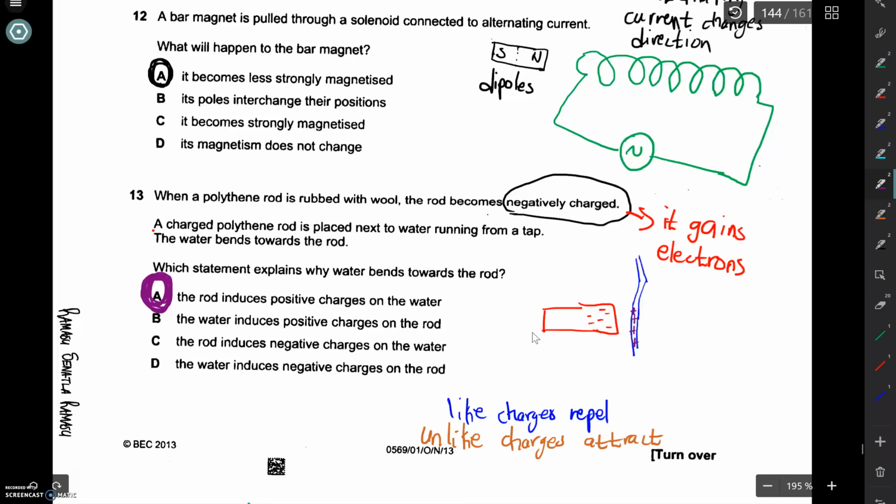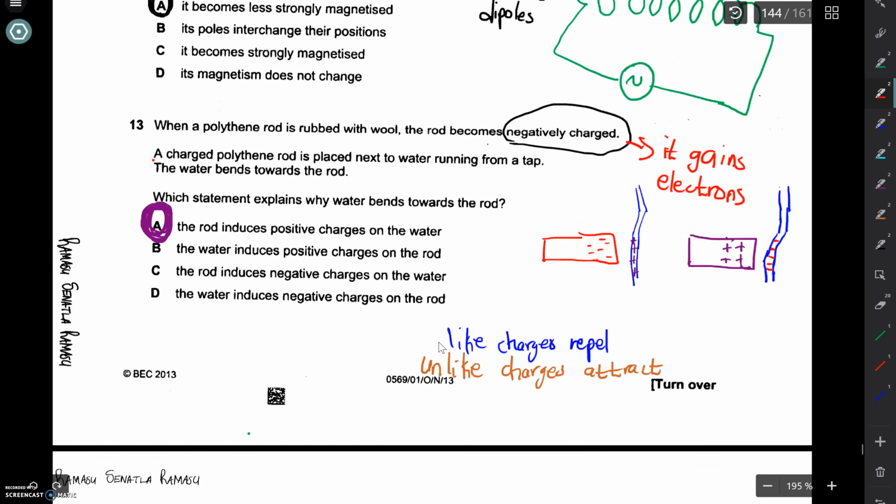If the rod was positively charged, the same thing would happen. The water would be attracted to the rod like this. But in this case, the reason would be that the positive rod induces some negative charges on the water. Okay.